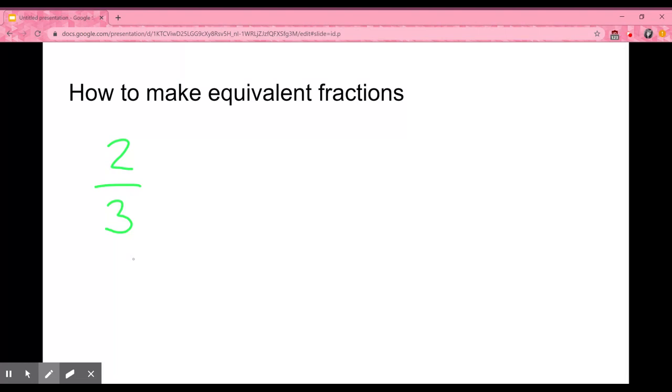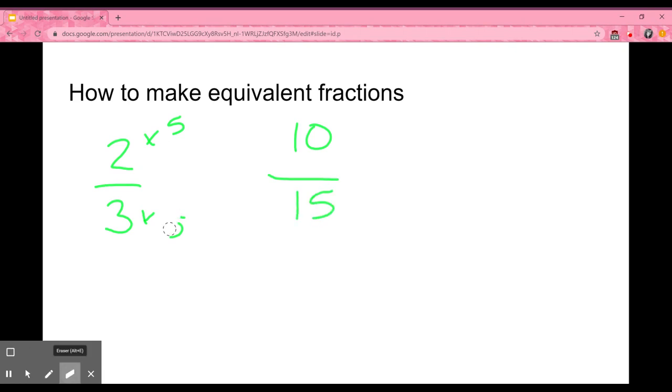I can find an equivalent fraction by multiplying 2 times 5 and 3 times 5. 2 times 5 is 10. 3 times 5 is 15. So 2/3 is equivalent to 10/15.